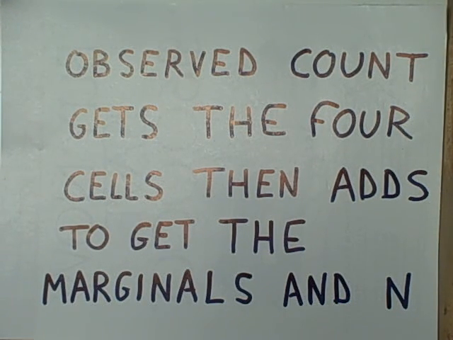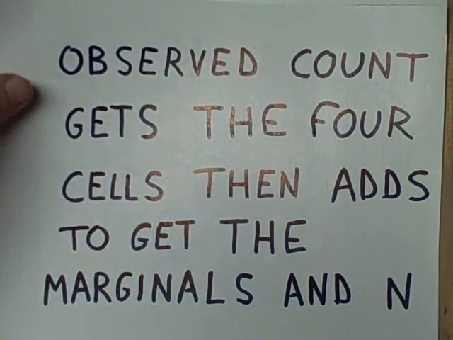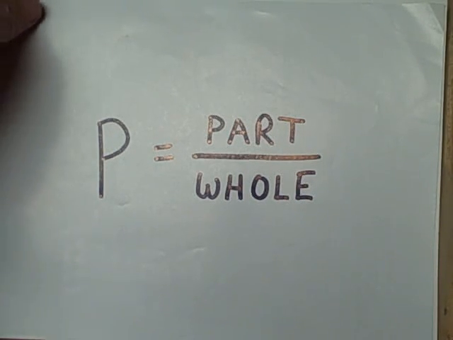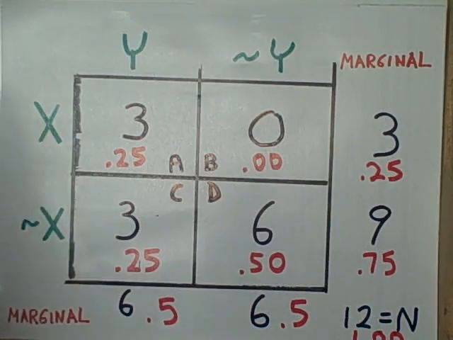Then we're going to add across and down to get our marginal totals and our total sample size. We can then calculate probabilities, and that's very simple. Any probability is simply the part divided by the whole. So in order to calculate the probability of winding up in one of our four cells, we look at that particular observed quantity and divide it by the total number of cases that we happen to be considering.